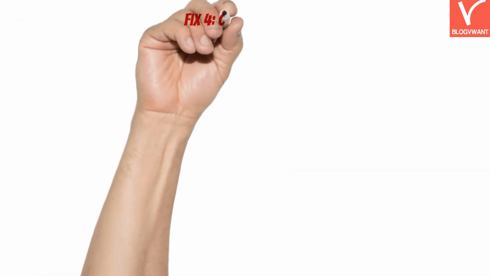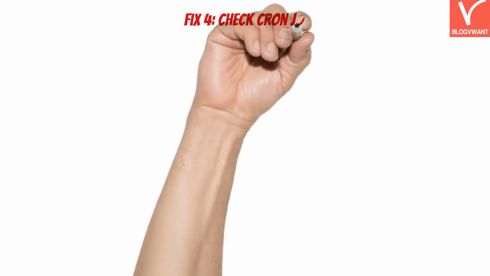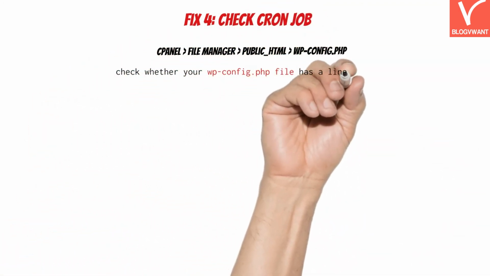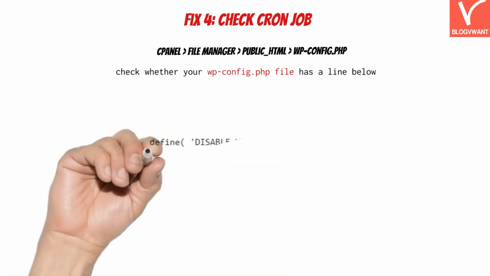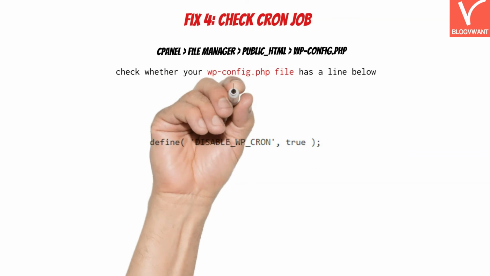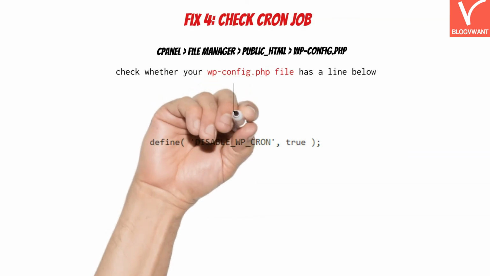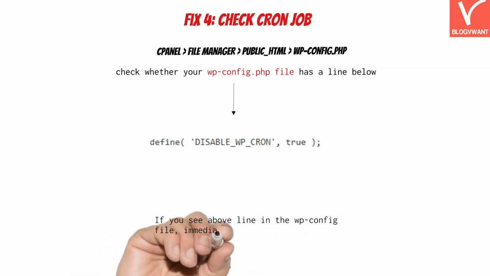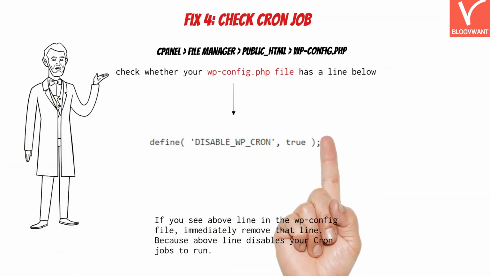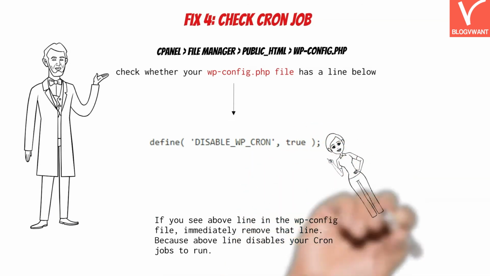The last fix is, check the Cron Job. If previous methods did not work for you, there is a chance that your server has disabled Cron Job. To confirm, you need to open up the wp-config.php file. Again, this file can be accessed through the cPanel. So open it and check if it has this mentioned line or not. If it has, then remove it immediately because this line has disabled your cron job. After enabling the cron job, your Jetpack Publicize might work.